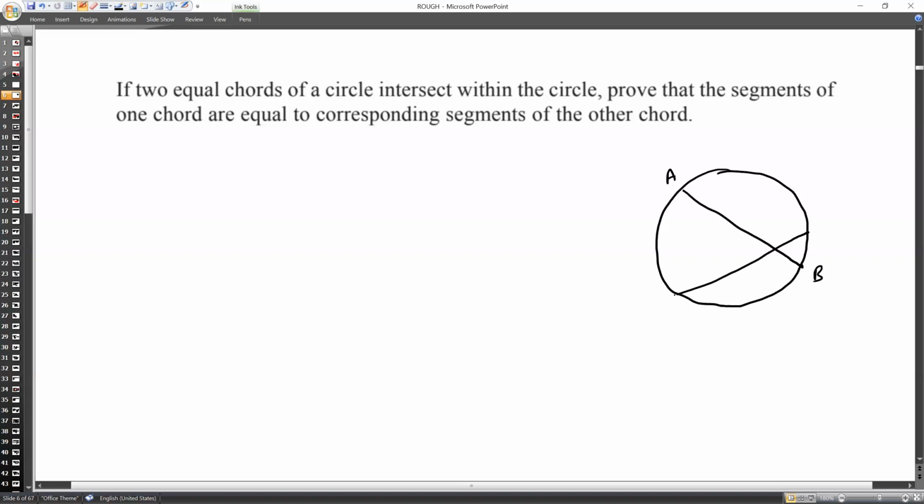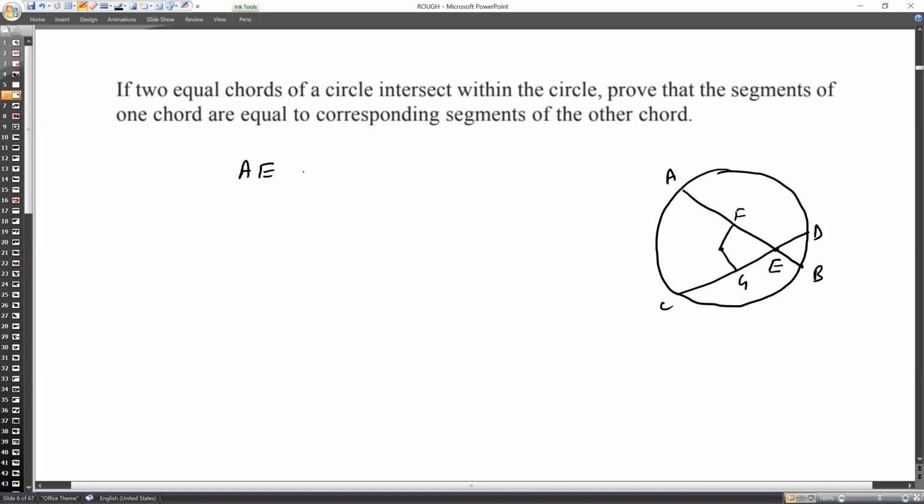A, B, and here we have C, D. And they are intersecting. Now you have to prove that their corresponding parts are equal. Prove that the segment of one chord is equal to the corresponding segment of the other chord. That means if AB is equal to CD and they intersect at point E, then you need to prove, I'm just drawing here, sorry, EF and EG, because E is here.